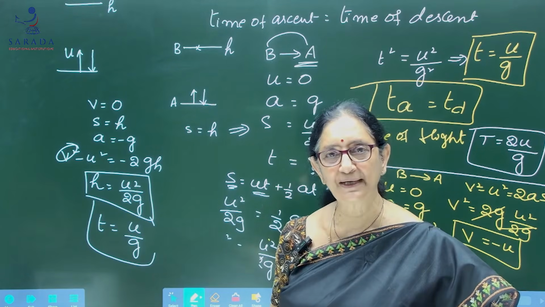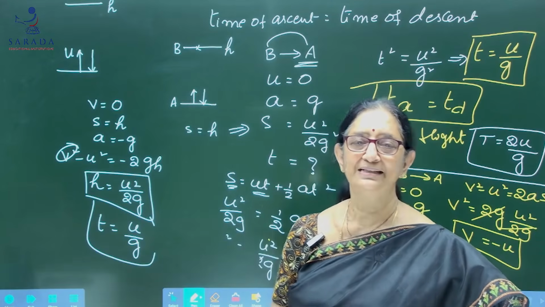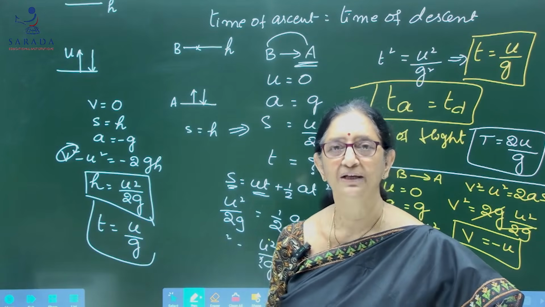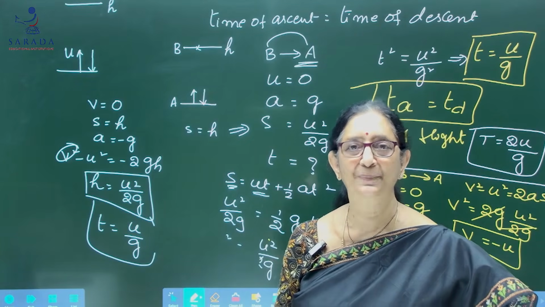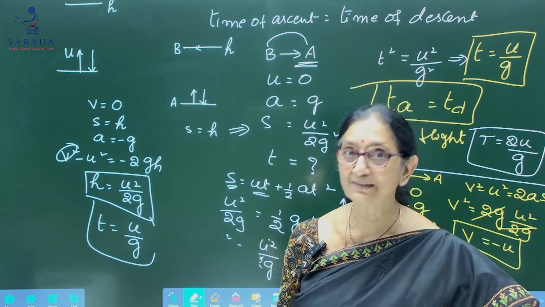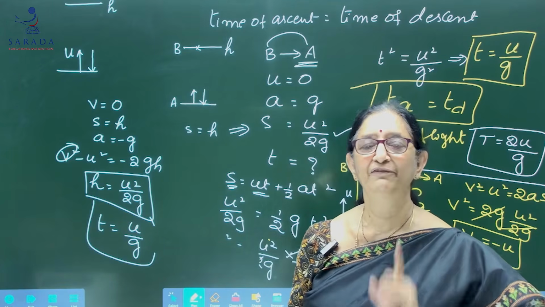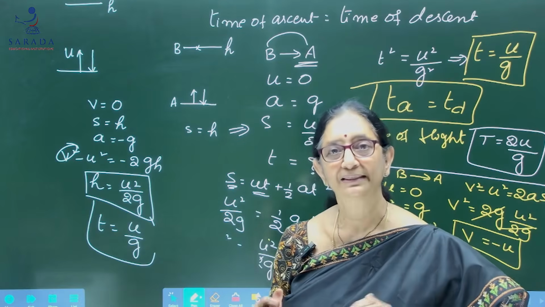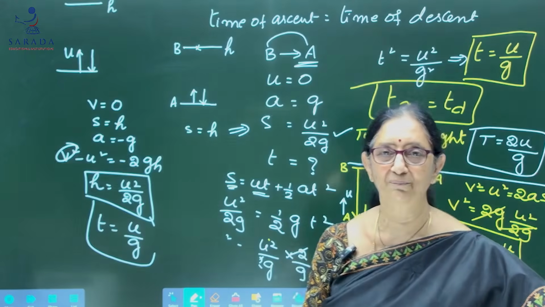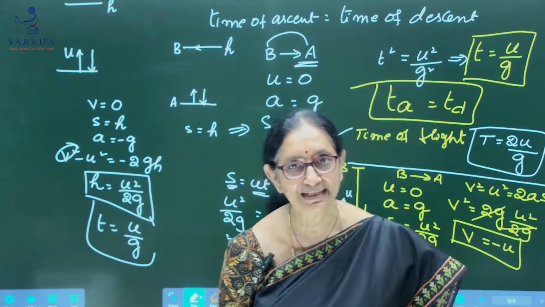What is its speed? Speed being a scalar, it is enough to mention the magnitude. So, what is its speed? Then speed is equal to u. What is its velocity on reaching the ground? If the velocity of projection is u, then the velocity on reaching the ground becomes equal to minus u.